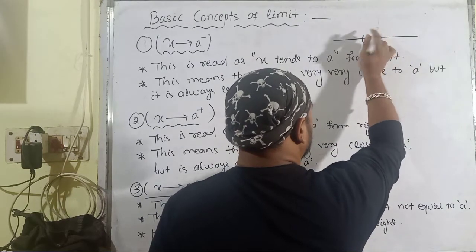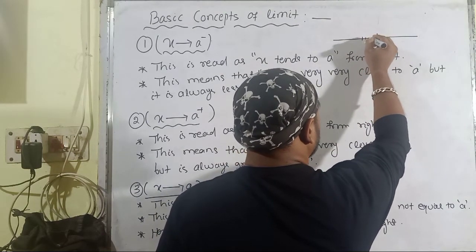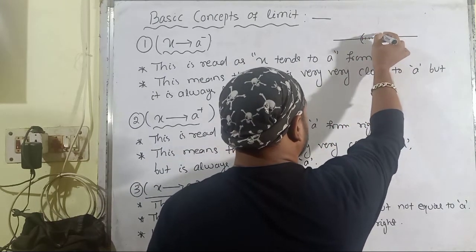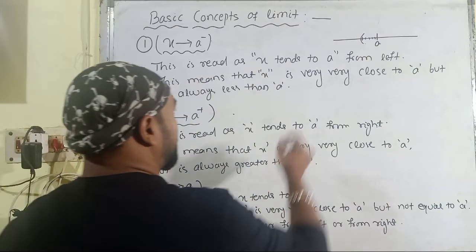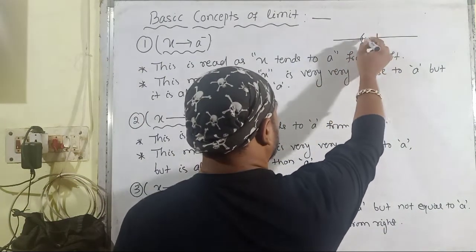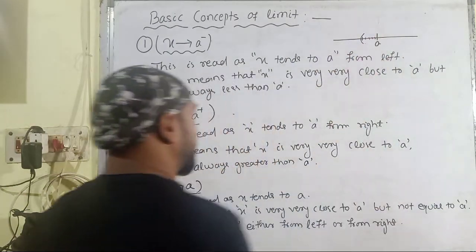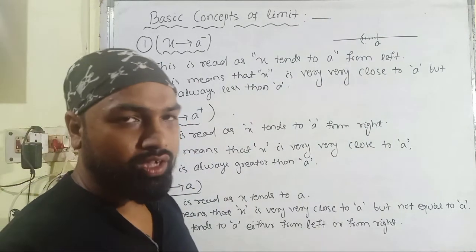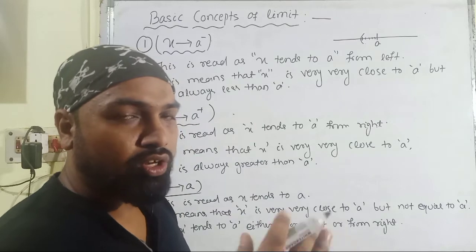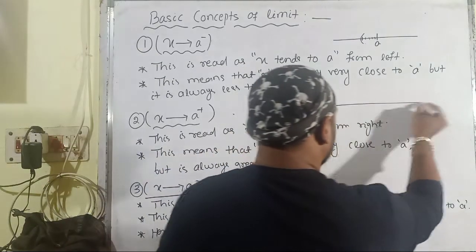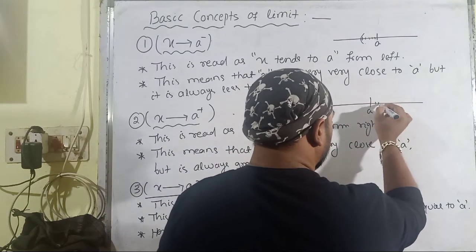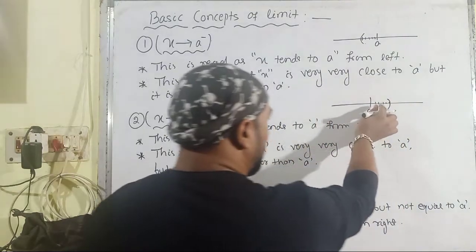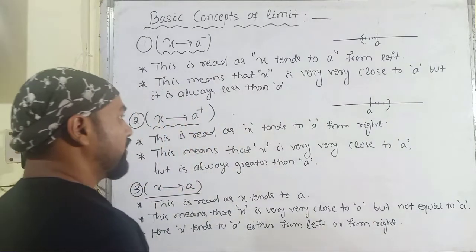Suppose these are some of the points, and you can consider an interval here. Then this can be called x tends to a minus, by considering these points. Similarly, x tends to a plus is read as x tends to a from the right hand side, and these points are always greater than a. Suppose this is the point a, and these are some points greater than a, where the margin is very small.